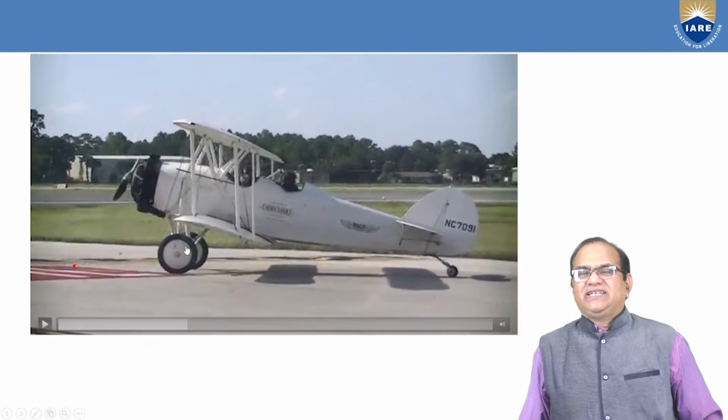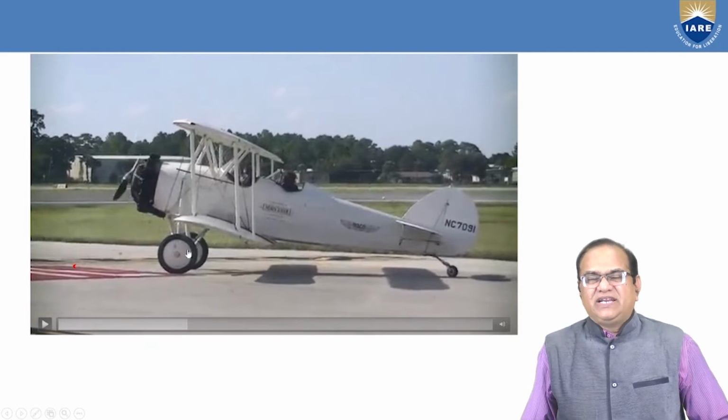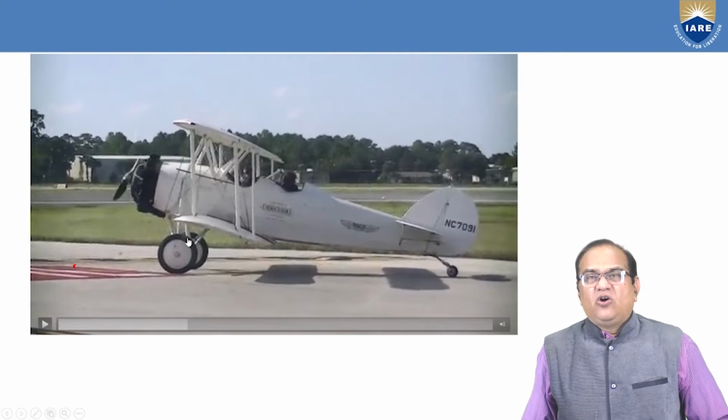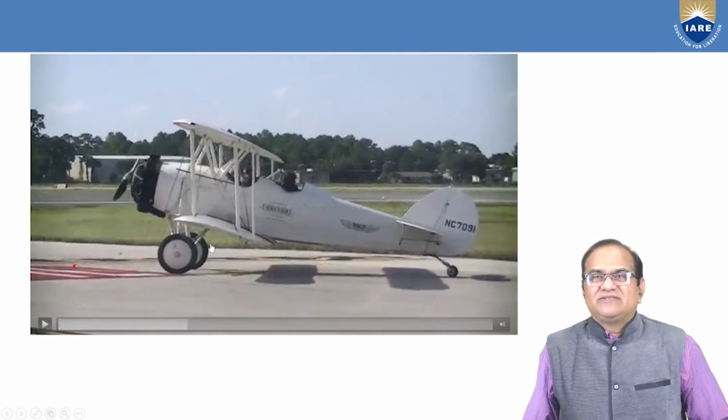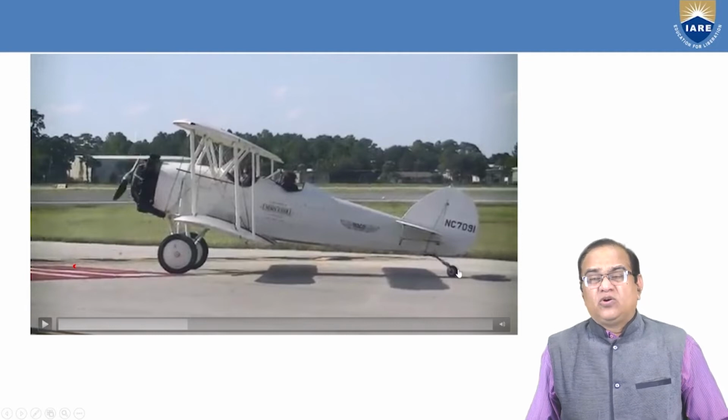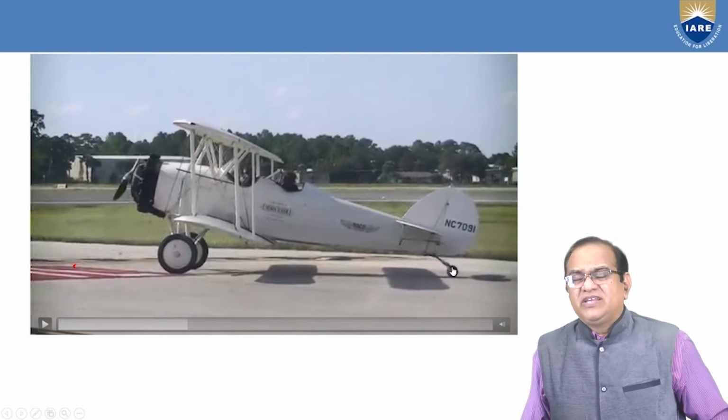Here you can see, it is a conventional landing gear. Previously you have seen the tricycle. Now this is called the conventional landing gear. In conventional landing gear, you have the two landing gear at the front and one at the tail, very much near the tail. So what is the benefit in this?